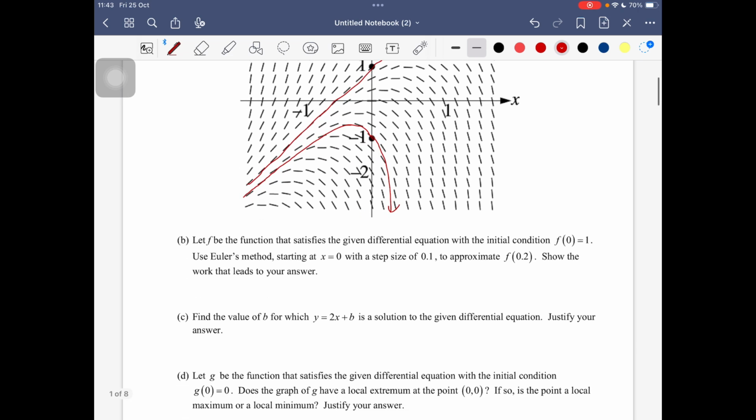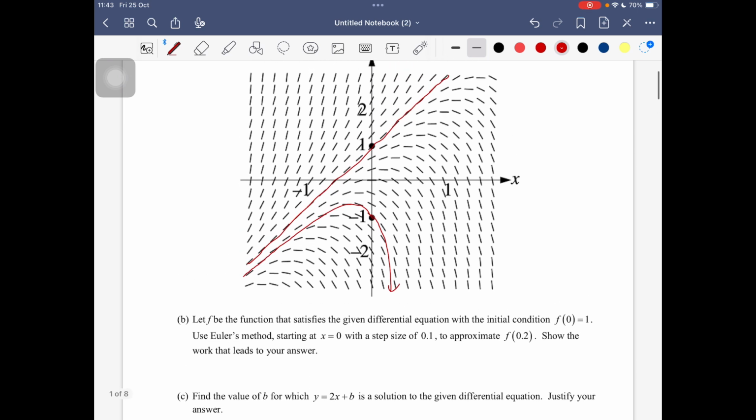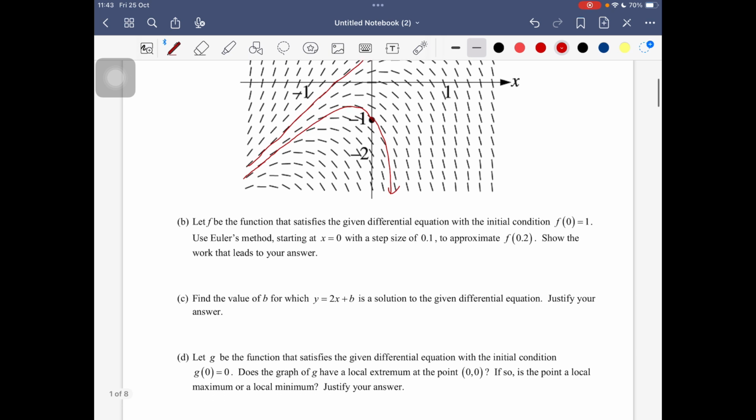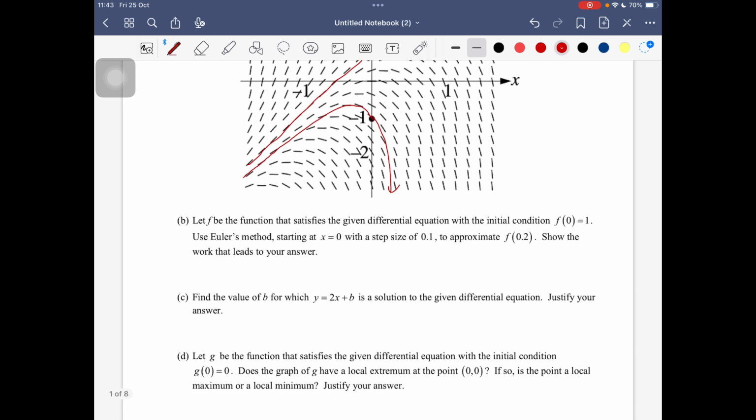Number B. The differential equation with initial condition (0, 1). So yes, we approximated the graph already. It looked like a linear graph. Euler's method from x = 0 to 0.2, and the step size is 0.1. So when x equals 0, y equals 1. So we will go two steps further.